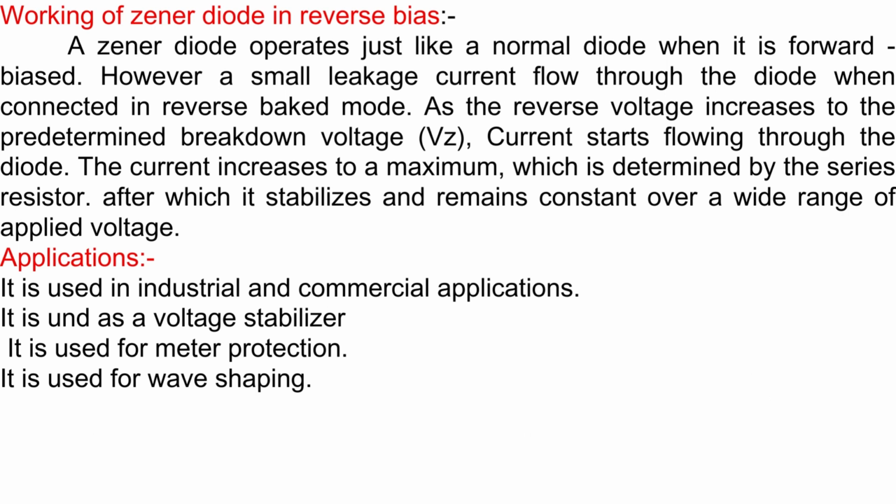Working of Zener diode in reverse bias. A Zener diode operates just like a normal diode when it is forward biased. However, a small leakage current flows through the diode when connected in reverse biased mode. As the reverse voltage increases to the predetermined breakdown voltage, VZ, current starts flowing through the diode. The current increases to a maximum, which is determined by the series resistor, after which it stabilizes and remains constant over a while.